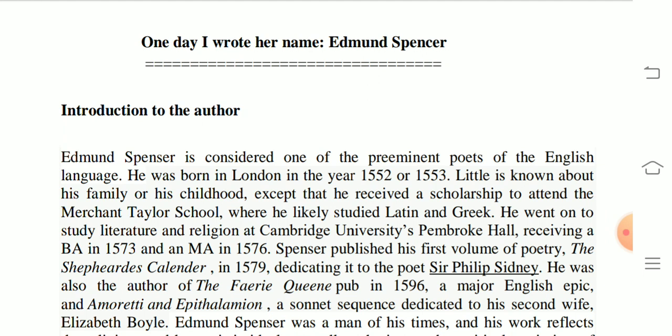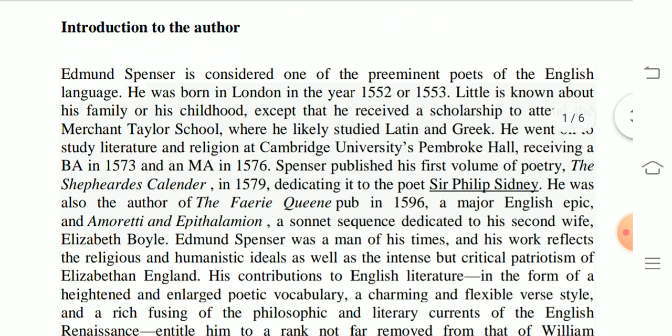Today we are going to discuss the poem, One Day I Wrote Her Name, which is written by Edmund Spenser. Introduction to the author. Edmund Spenser is considered one of the most preeminent or prominent poets of the English language. He was born in London in the year 1552 or 1553.